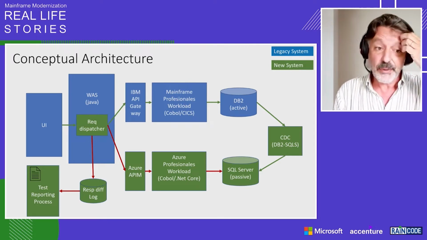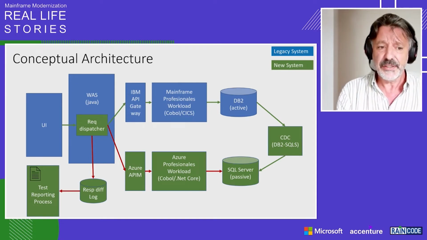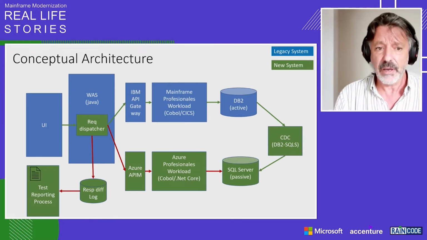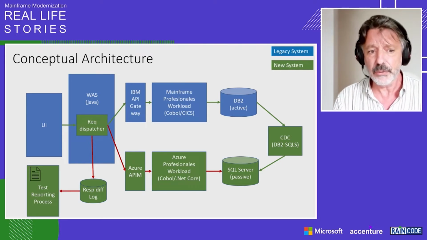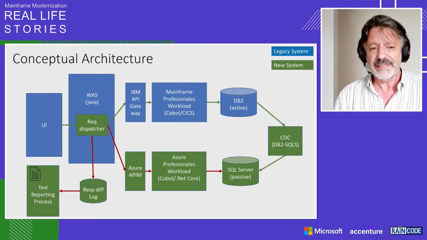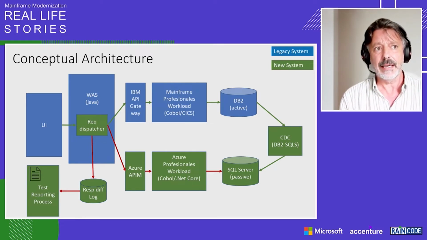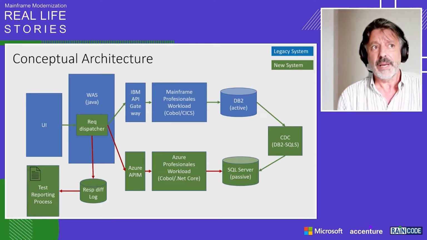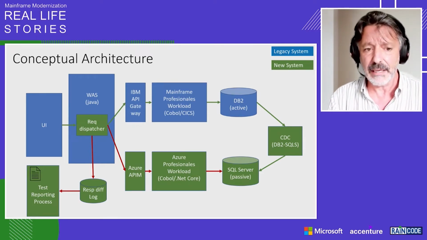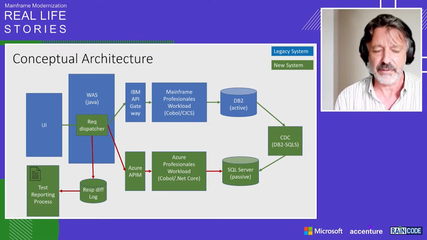And then we have a request dispatcher, very similar to what Pierre was explaining, where we can redirect the calls to the previous IBM API gateway or to the new Azure API management. So what we did is create an API that was totally conforming to the IBM API gateway, so that in that way, all the calls from the UI work also in the new system. So we're able to execute the same transaction against both systems.